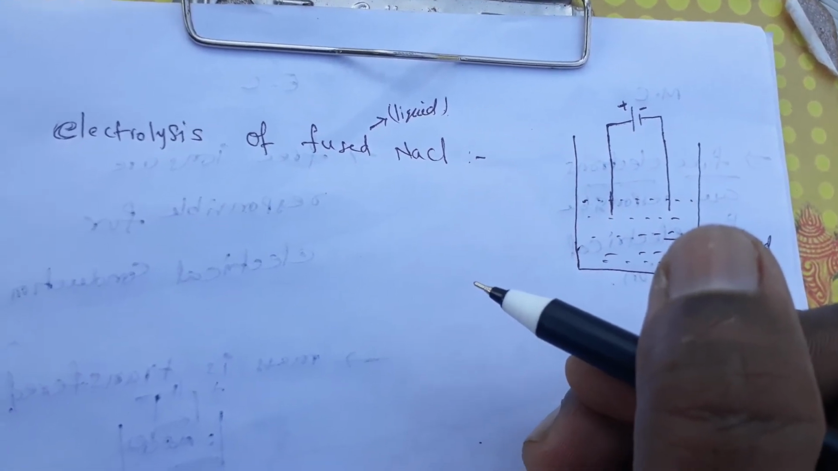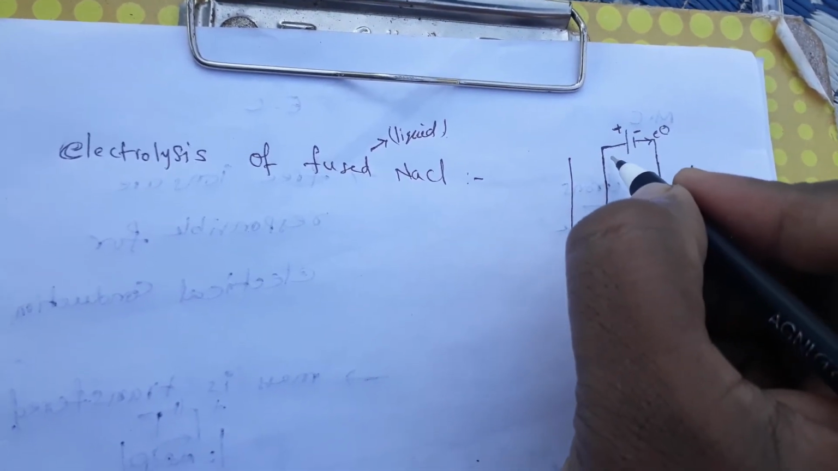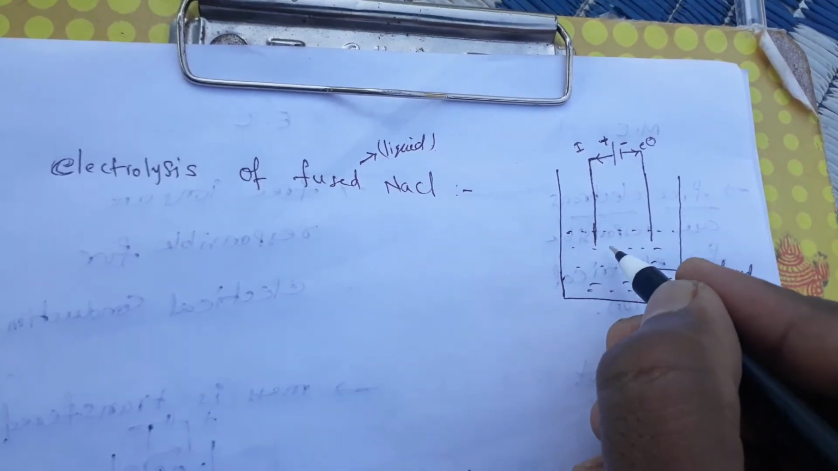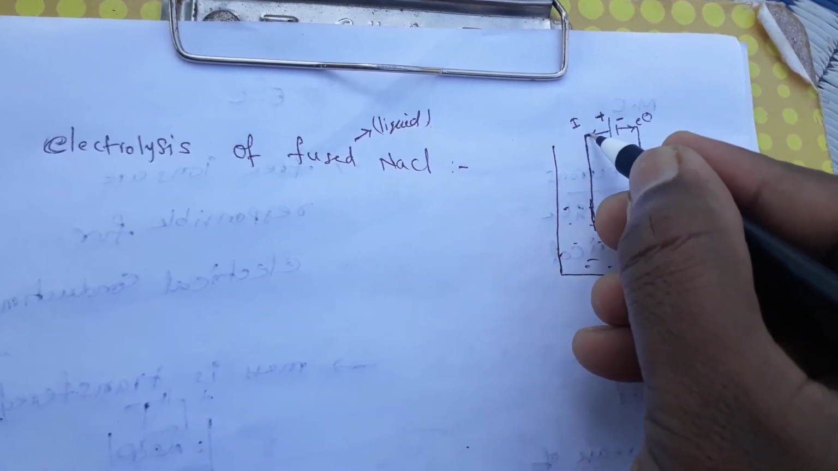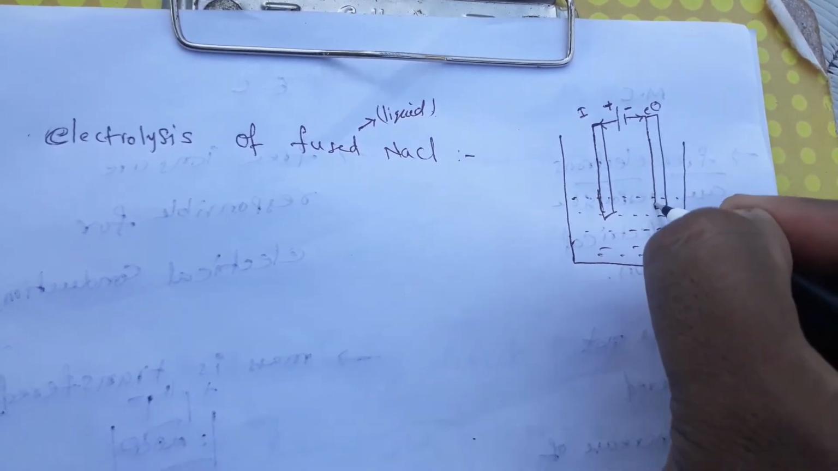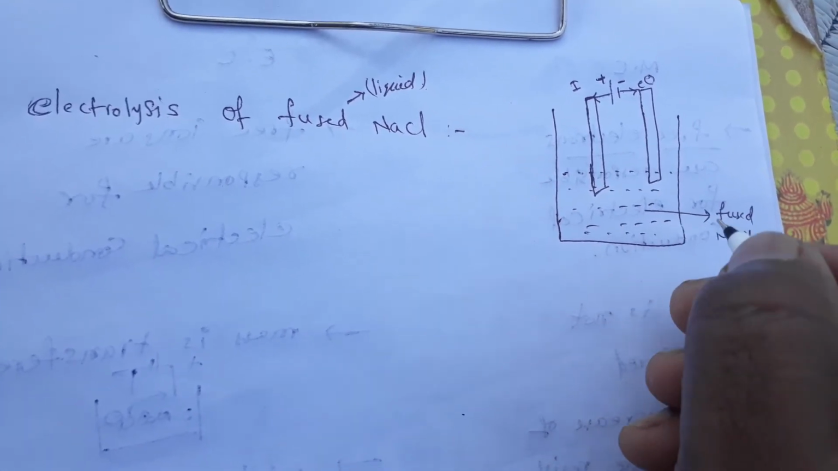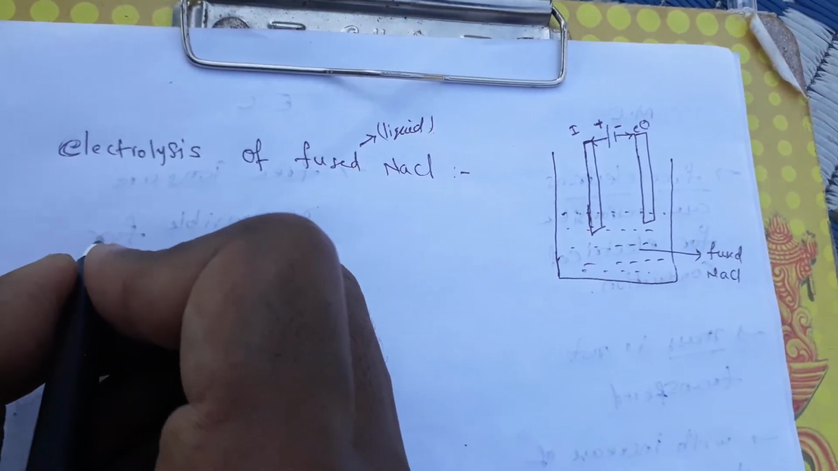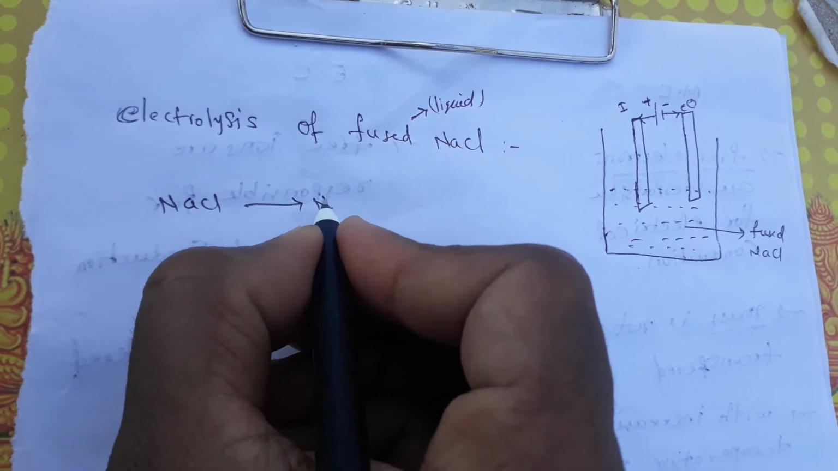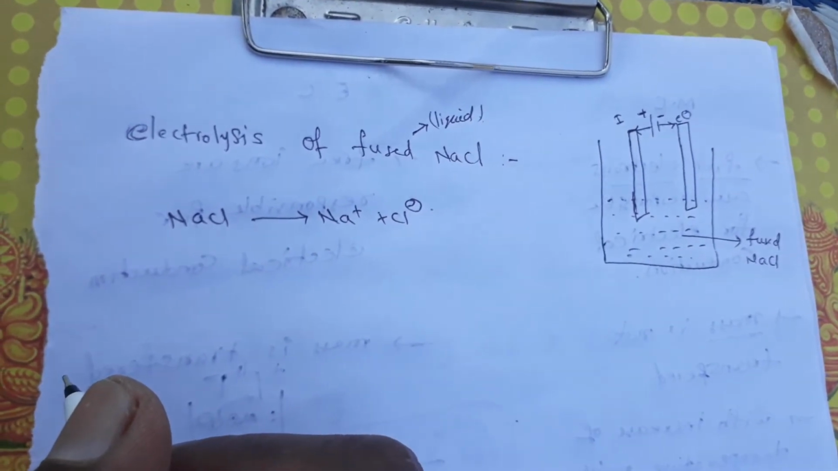Here it is plus sign, here it is minus sign. So here flow of electrons in this direction and flow of the current in this direction. And this is the electrolyte. And here if you see two electrodes, one is cathode and one is anode. So if you take the NaCl fused solution, NaCl is going to break into Na+ and Cl-.